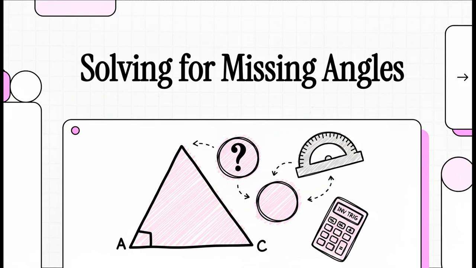Finding a missing angle in a right triangle. It's one of those classic geometry problems that can make you feel like you've hit a wall. But what if I told you there are really only two simple ways you'll ever need to solve it? Well, today we're going to master both of them.